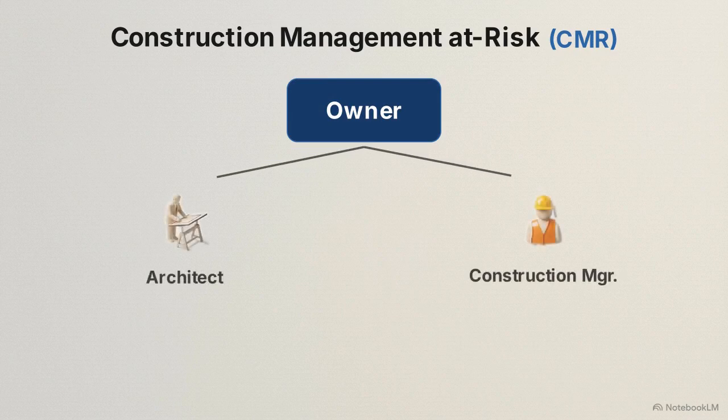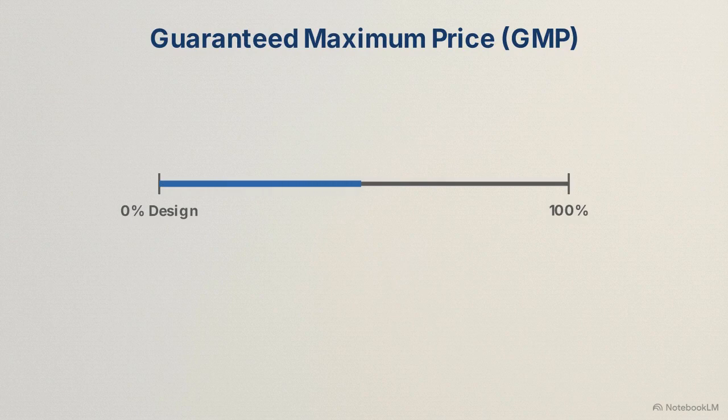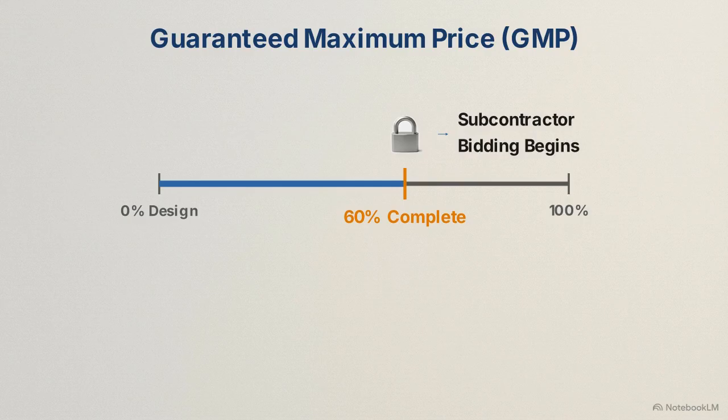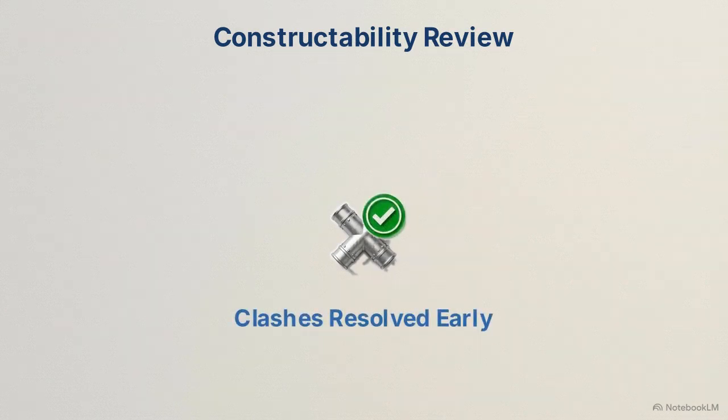This diagram illustrates construction management at risk, or CMR. The owner holds 2 separate contracts, one with the architect and one with the construction manager. Crucially, the CM is engaged early to collaborate with the architect during the design phase. CMR relies on a GMP, or Guaranteed Maximum Price. This mechanism provides the owner with cost certainty when the design is only about 60% complete, allowing subcontractor bidding to begin early. Because the CM is involved during design, they perform early constructability reviews. This allows them to catch physical clashes on paper, preventing delays in the field.